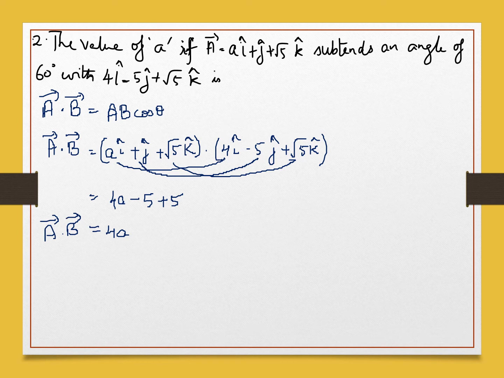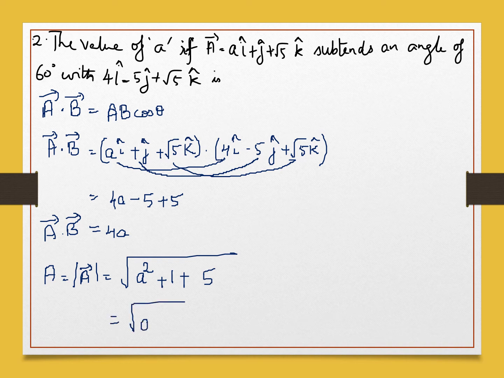Then we have to go for ab cos theta. So to determine a, we have to take the mod of a vector, that is, the root of the sum of the squares of the coefficients of the unit vectors. That will be a square plus 1 plus root 5 squared, which is 5. So we'll get a square plus 6.